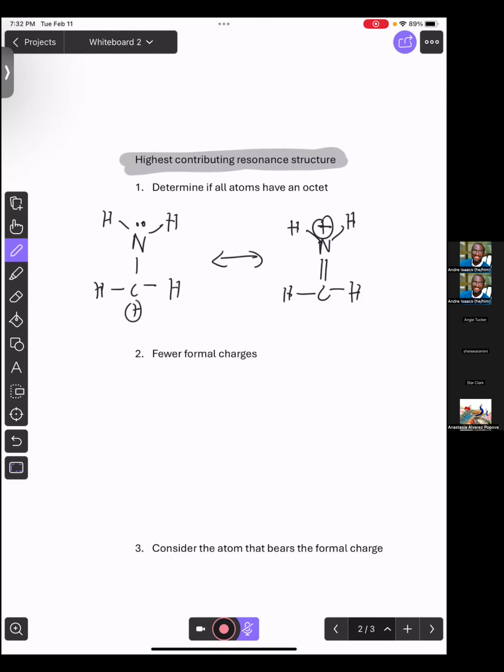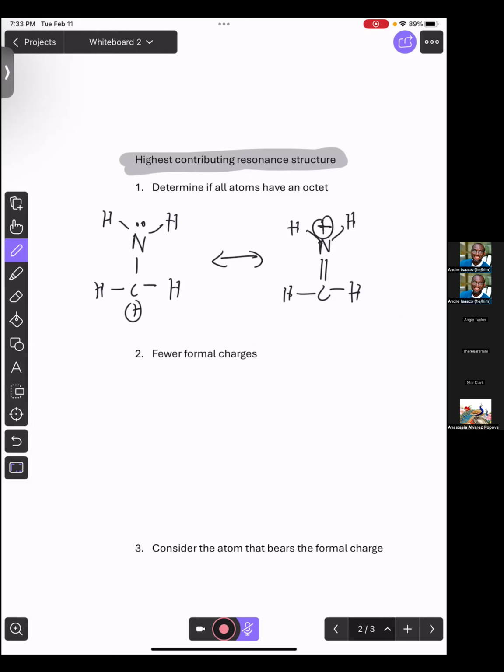So the question is, which one of those forms of the same molecule do the electrons like to be in better, right? That's the question we're trying to ask. When I draw a resonance structure, is there one of them that the molecule is like, I like to be like this better than I like to be like that? And how you do it is, number one, the first thing you want to check is you want to determine if all the atoms have access to 8 electrons.